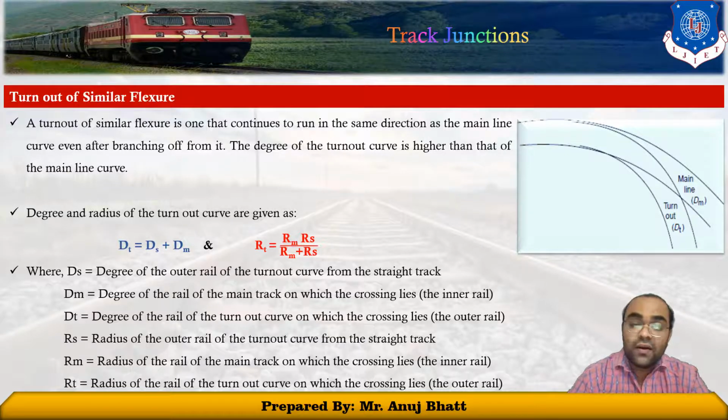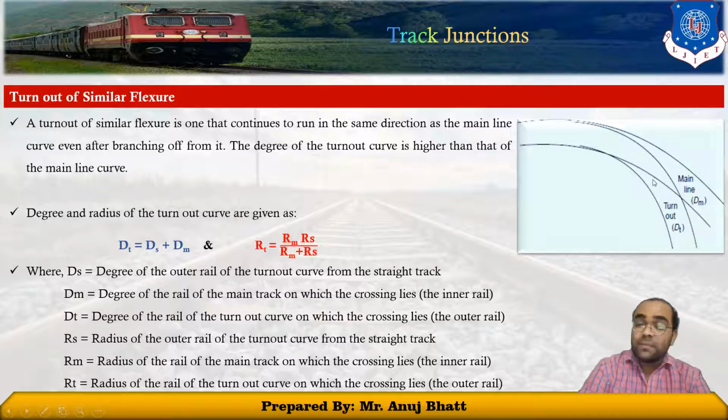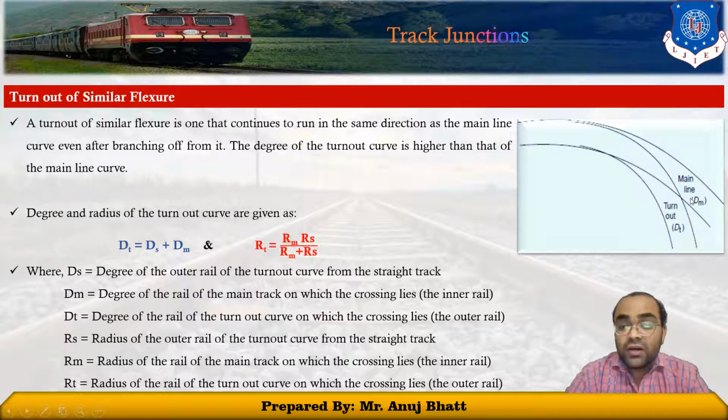Then Dt is the degree of the rail of the turnout curve on which the crossing lies, which is the outer rail. Here you can see this is the outer rail of the turnout and this is the inner rail of the turnout where these crossings meet. So the degree and likewise the radius are covered.